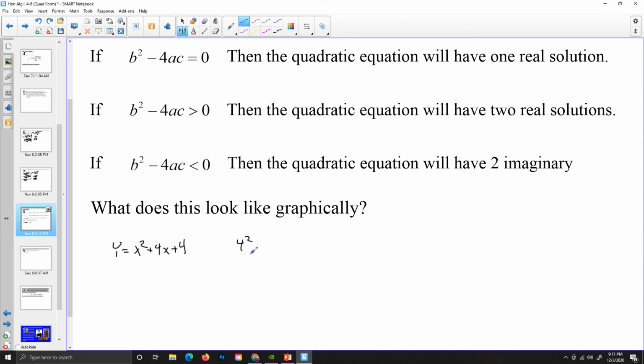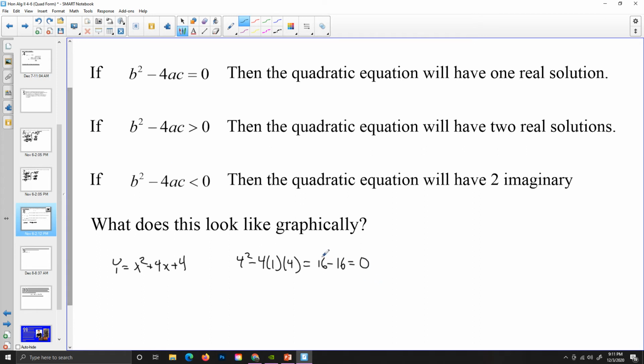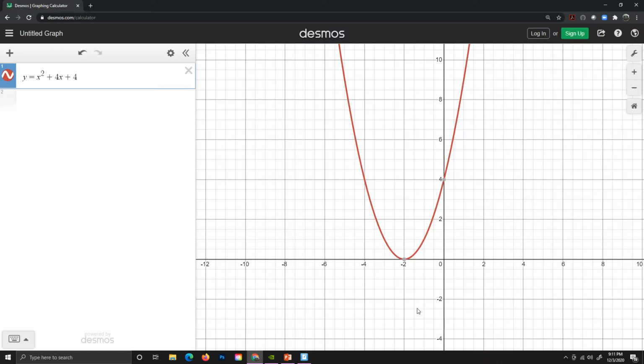4 squared minus 4 times 1 times 4. That equals 16 minus 16 equal to 0. Since this is equal to 0, this quadratic has one real solution. And when I look at it in Desmos, it crosses the x-axis at one place at -2, 0.